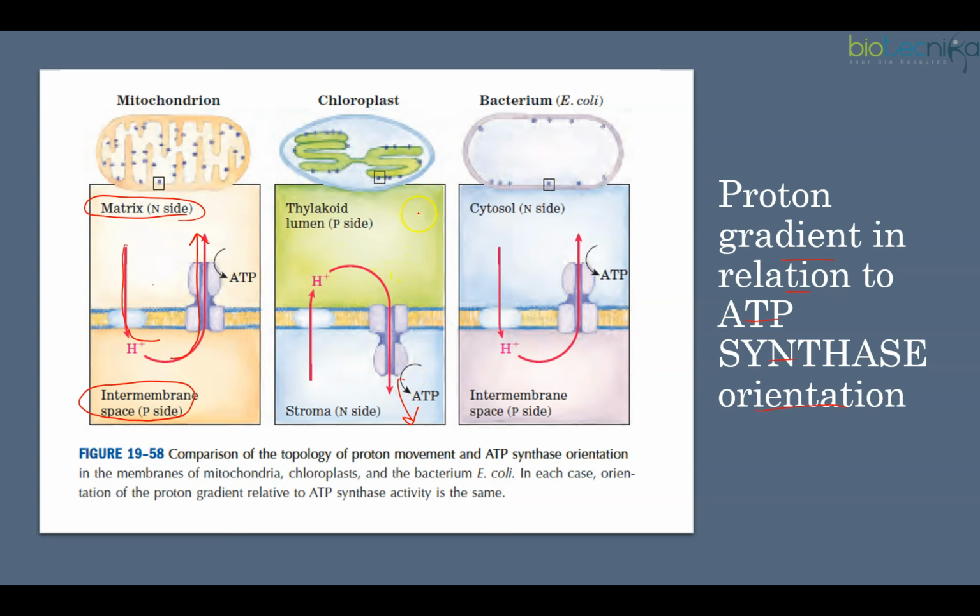In the case of chloroplast photophosphorylation, the thylakoid lumen is the P side where the proton gradient is generated, and ATP is generated towards the stroma. So the F1 particle is oriented towards the stroma. In bacteria also, it happens in some of the bacteria. So the cytosol is the N side there, and the intermembrane space is the P side. So obviously ATP is produced in the cytosol only.